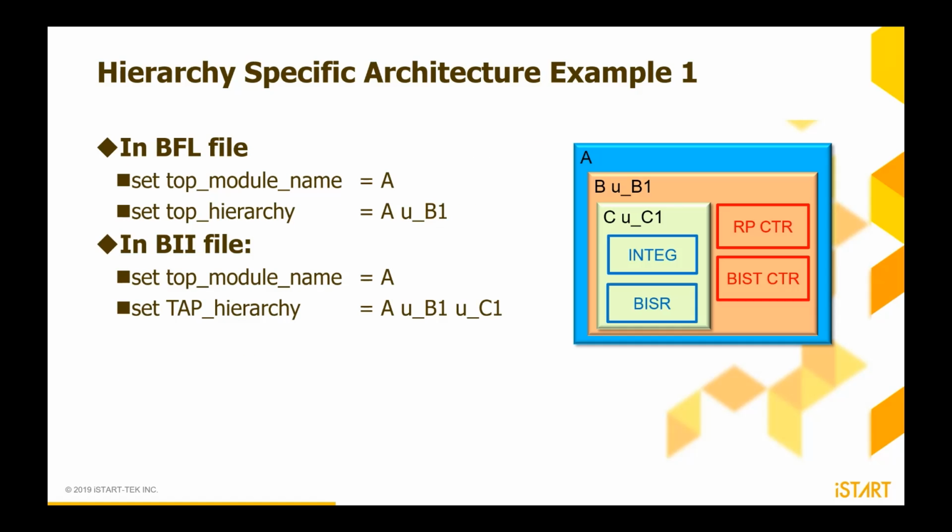So from this example, from this picture, we have this system to accomplish this design. In the BFL file, we can set type module name to A, and we can also set type hierarchy to A and B module. In BI, we do the integration. Then we can set the type module name to A and set type hierarchy to A, module B and module C. After finishing this setting, you can generate the SoC system like this one in the picture.